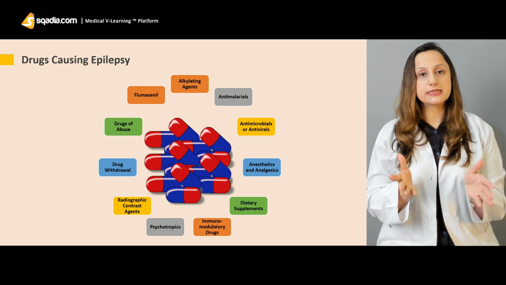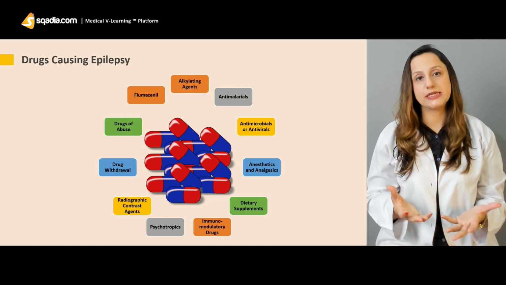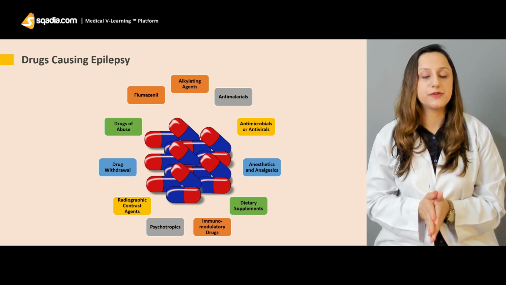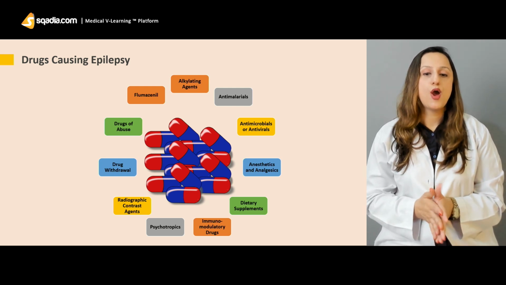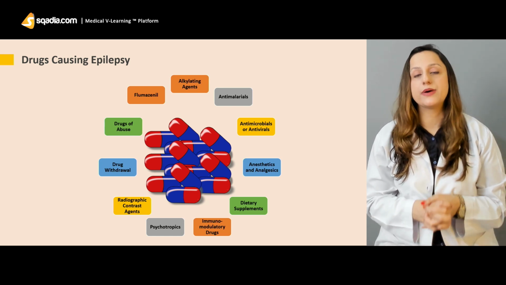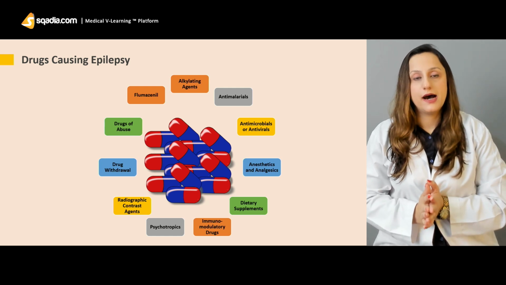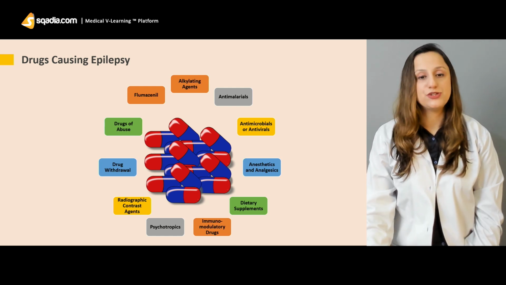So all of these can basically be sorted out when you are taking the history from the patient, and if the patient has been on or has been prescribed any of these groups of drugs, you're going to highlight that in your history, because that can be one of the major causes towards the development of the seizure activity.